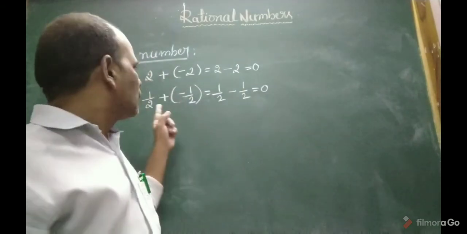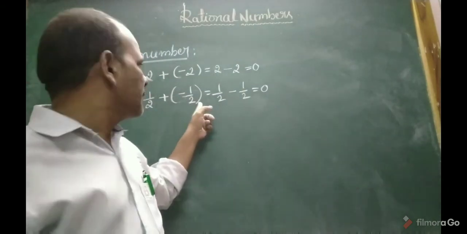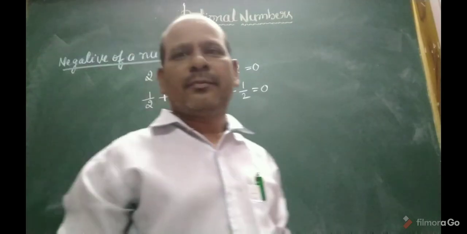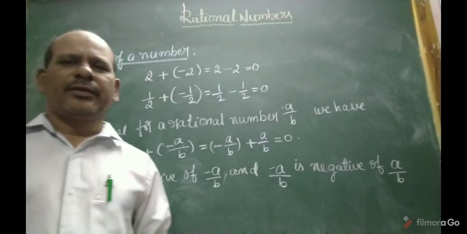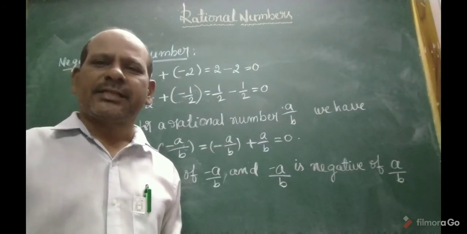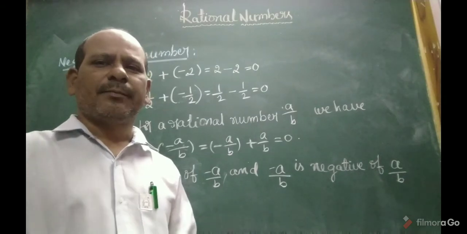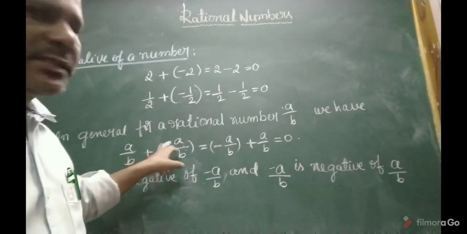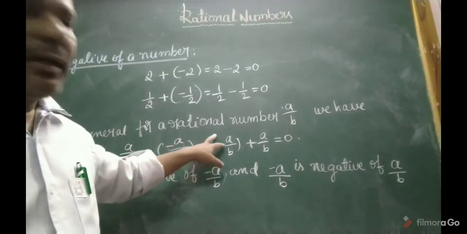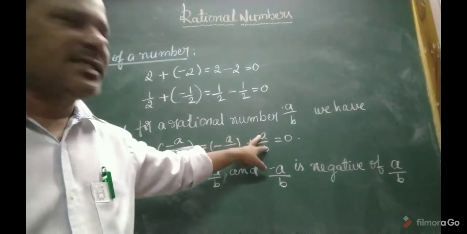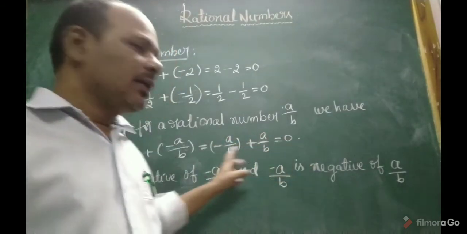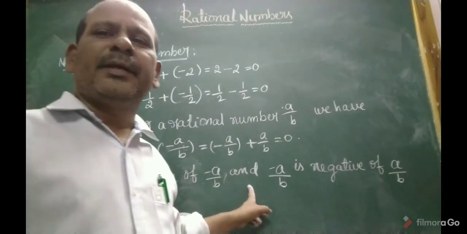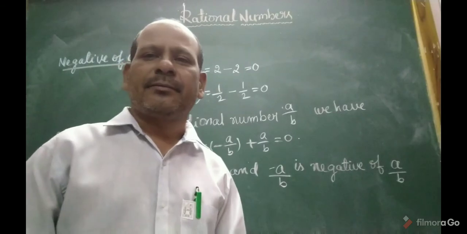So we can say that 1 by 2 is the additive inverse of minus 1 by 2 and minus 1 by 2 is the additive inverse of 1 by 2. Listen once again. If a by b is any rational number, then a by b plus minus a by b is equal to 0. So a by b is the negative of minus a by b and minus a by b is the negative of plus a by b.